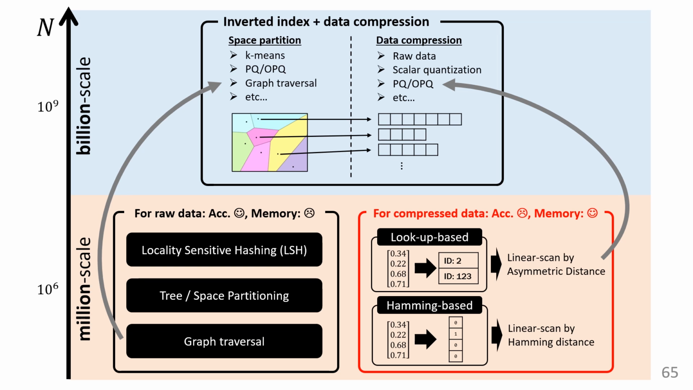Okay, so I explained the medium scale methods, which use the original data. Then I will move to the compressed data methods. In these methods, each vector is compressed to some kind of short code. Okay, so I will start to explain this.